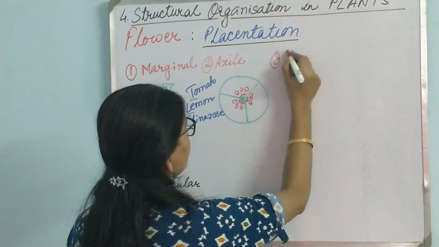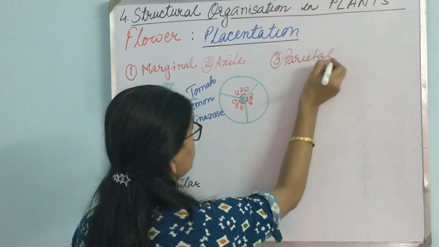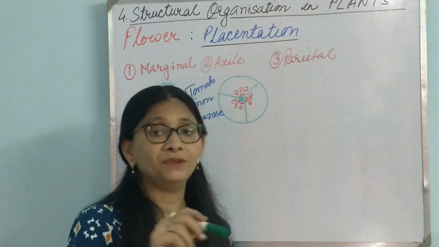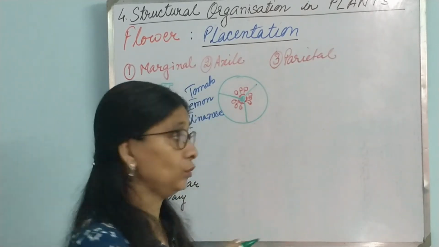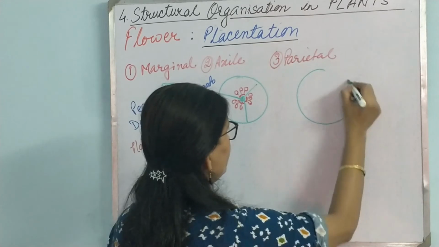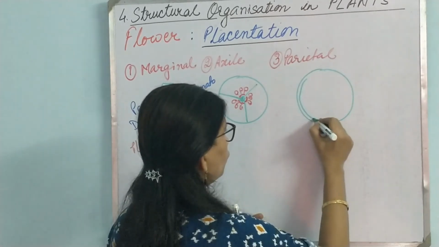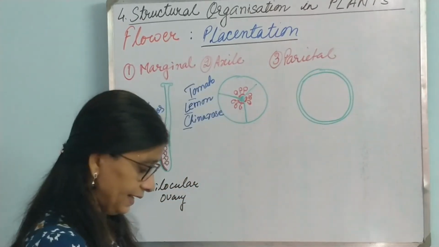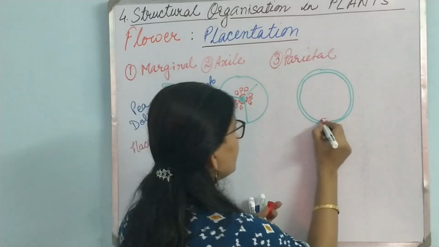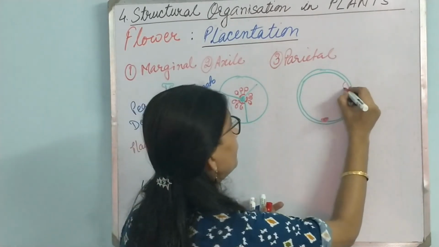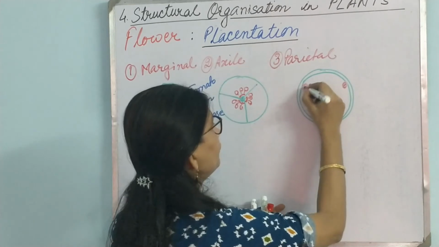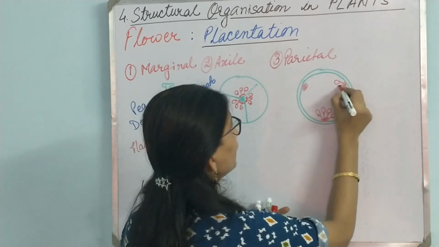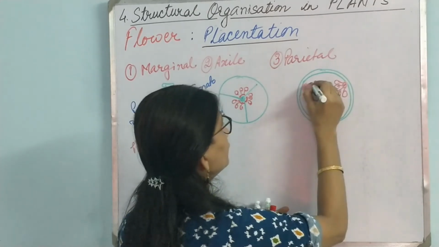The third type is parietal. From the name itself, we can understand. Parietal means on the periphery. The placenta is on the periphery of the ovary. So if this is the ovary, this is the inner wall of the ovary, and here the placenta is lying somewhere in the periphery. The placenta is in the periphery, and here the ovules are attached on the periphery.